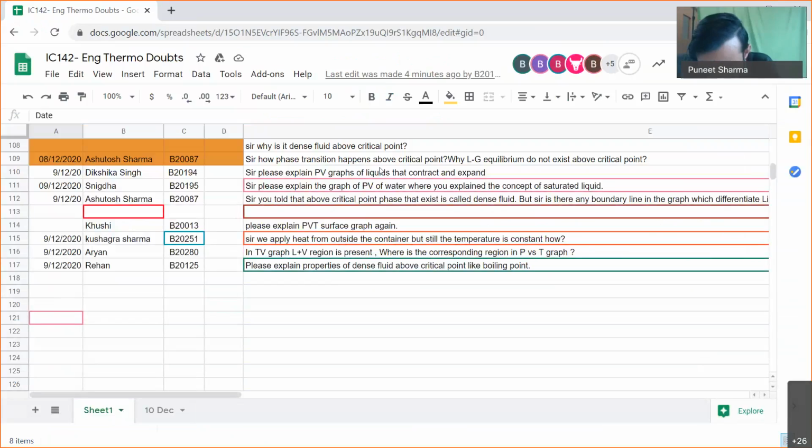Okay, now the question is, we apply heat from outside the container, but still the temperature is constant. How? So what we are doing actually, first thing is we are moving through the quasi-static process. The rate at which we are adding the heat, first it will be heating the container, and then there will be transfer of heat from the container to the medium. So that's why our medium will be almost at constant temperature, because we will try to maintain some steady situation where we will keep on adding the heat until our fluid temperature is maintained at a constant value. Is this point clear, Kusagar?